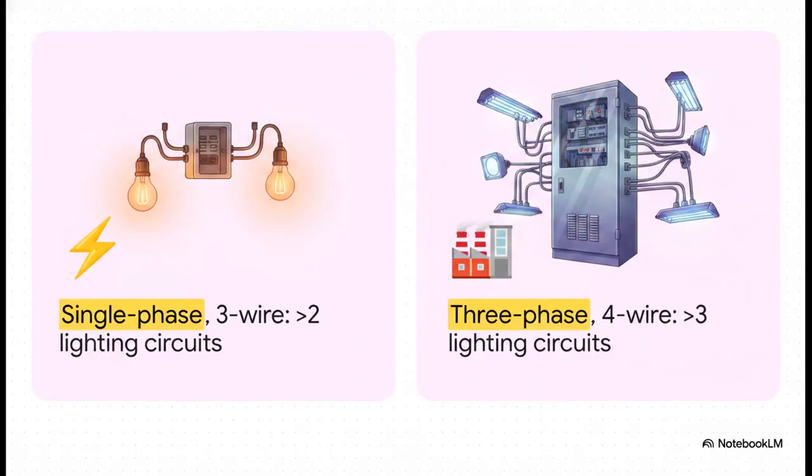Now, Rule 14-110 talks about grouping at a distribution center. Say you have lighting branch circuits originating from a common enclosure. When do you officially cross the line and need a panel board? Well, for a single-phase 3-wire system, if you have more than 2 lighting branch circuits, you need a panel board. But for a 3-phase 4-wire system, the rule is if you have more than 3 lighting branch circuits. Keep those thresholds straight in your head.